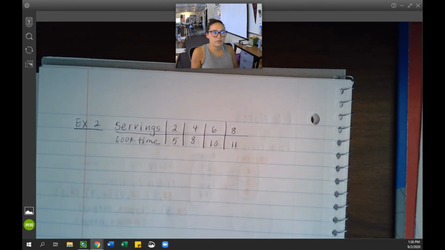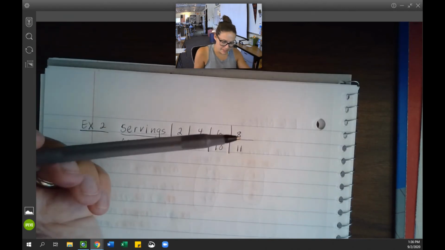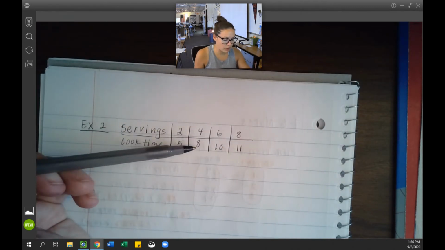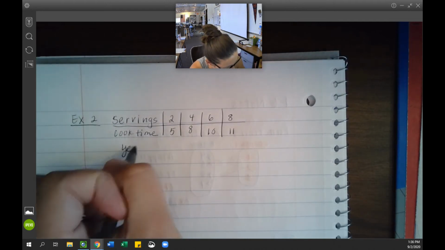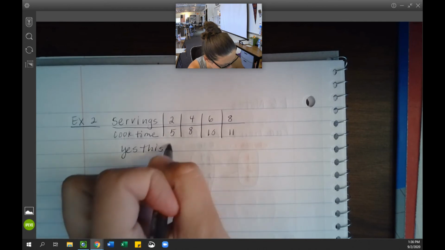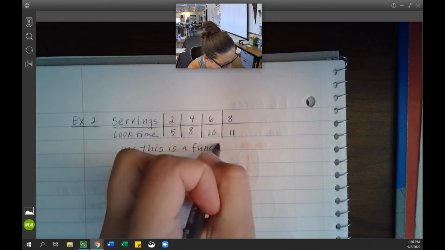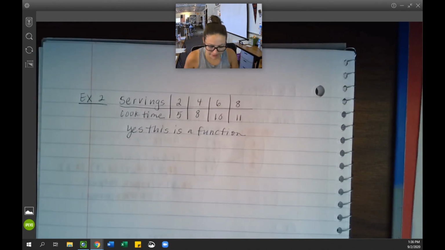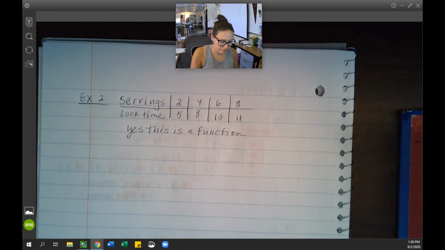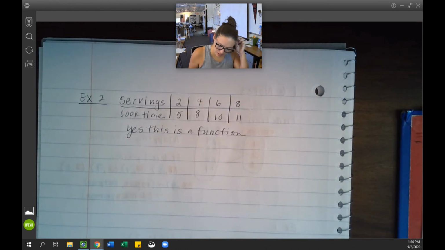Okay, so the rule for a function is that each x gets one y. In this case, 2 goes to 5, 4 goes to 8, 6 goes to 10, 8 goes to 11. Yes, this is a function because each x has exactly one y. All right, let's try another example here.